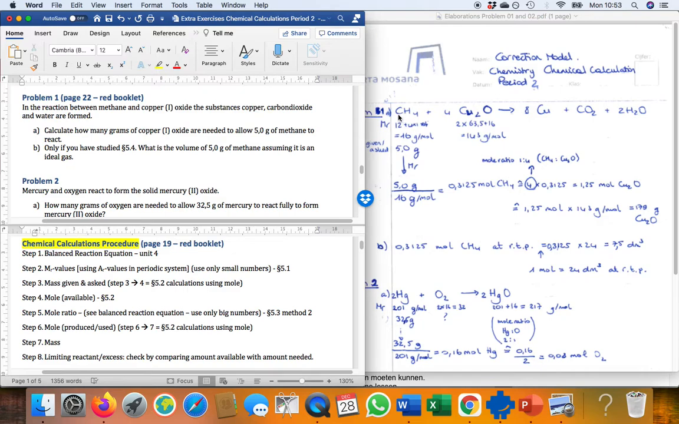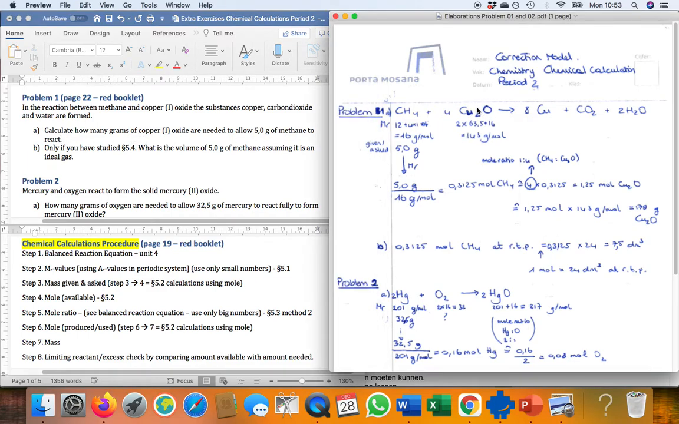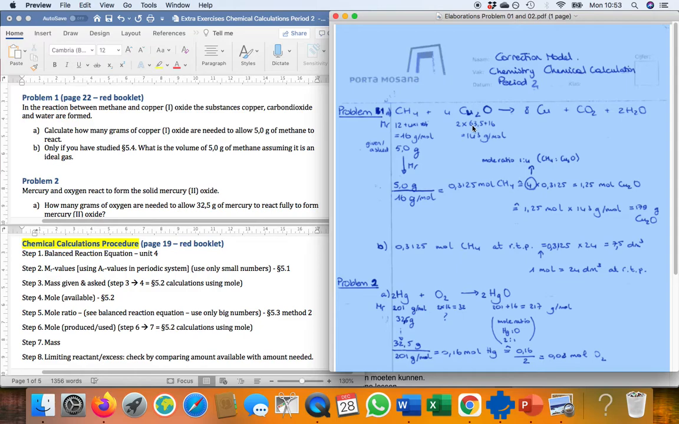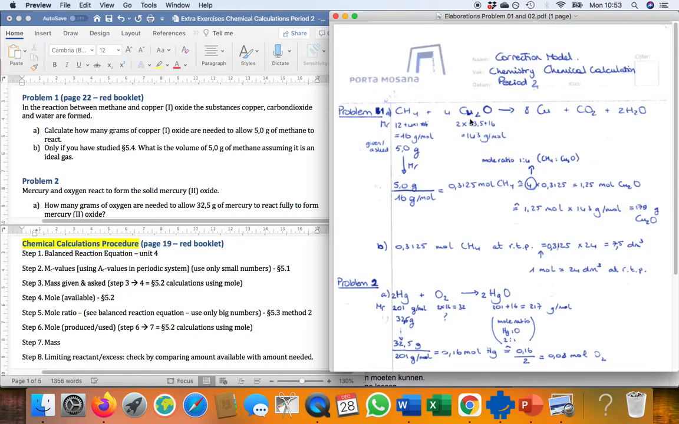Here you find it, and you see that 1 molecule of methane will react with 4 molecules of copper oxide to form 8 molecules of copper, 1 molecule of CO2, and 2 molecules of water. The question then is how many grams of copper oxide are needed to allow 5 grams of methane to react.